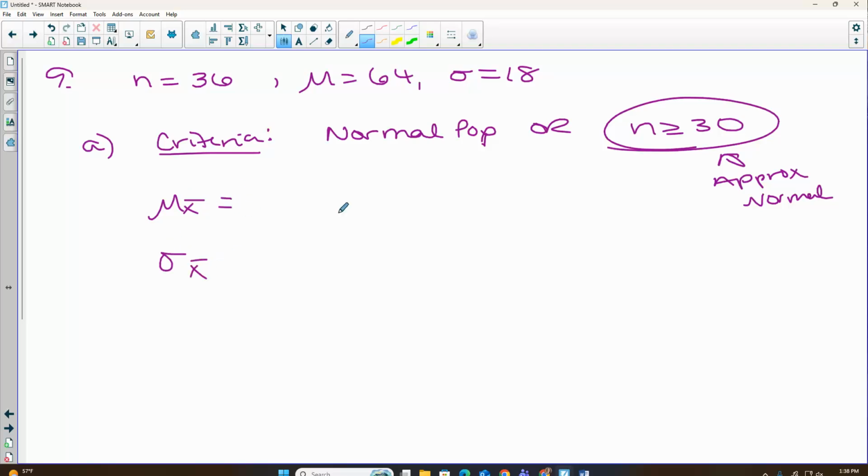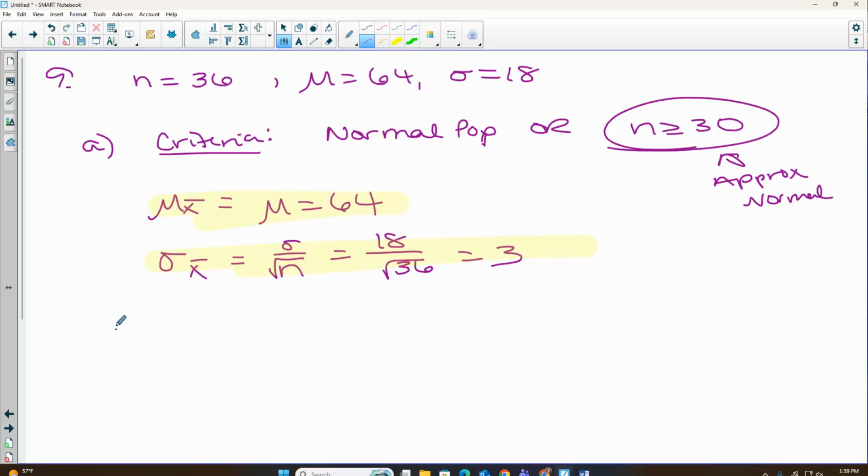So then we need the mean for x bar, and standard deviation for x bar. Straight off your formula sheet, the mean for x bar is just your sample mean, which is 64. Standard deviation for x bar is sample standard deviation divided by the square root of n. So 18 over the square root of 36, and we get 3. So that's what part A was looking for. Once you have that, the rest of it is like what we were doing on the front page. You just use this mean and standard deviation to calculate any z-scores.